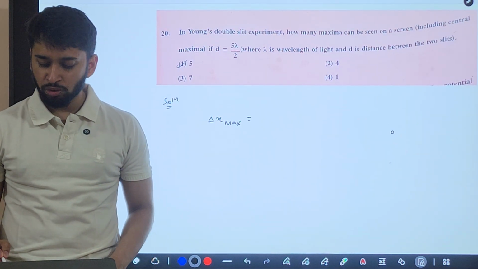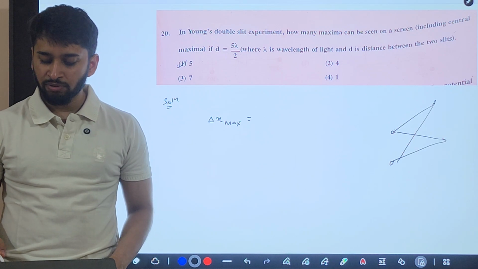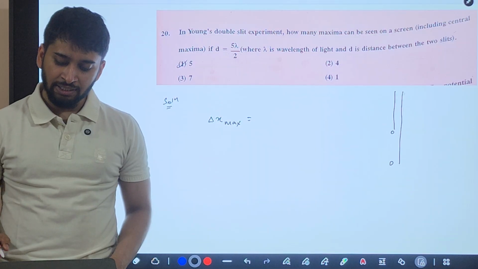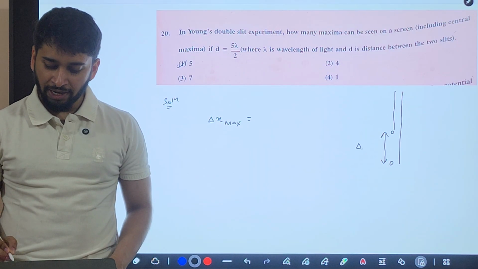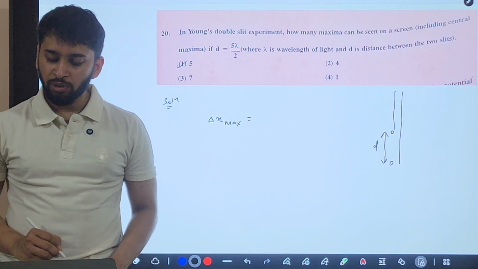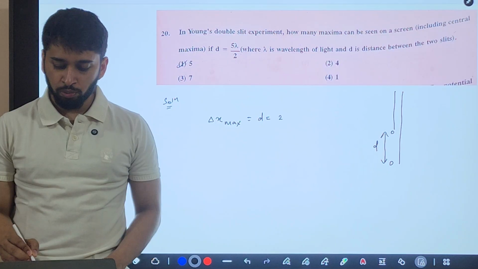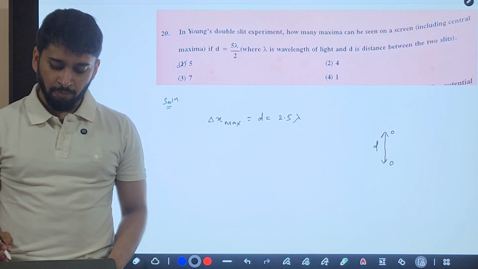Like if you have these two slits, here the path difference will be 0. As you are moving up, the path difference will be increasing and it becomes maximum at infinity. So rays will appear like this, and if you see the difference, this delta x max will come out equal to d only. So delta x max is equal to d, which is 2.5 lambda. So how many maxima are possible?